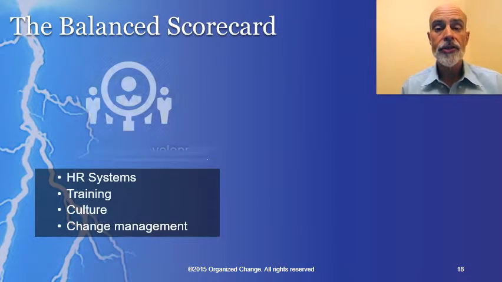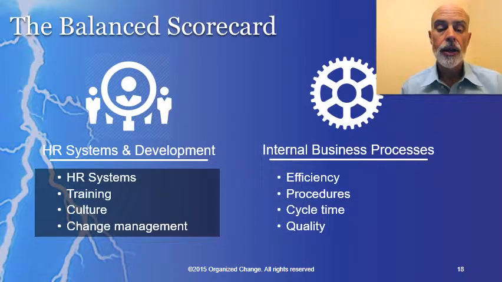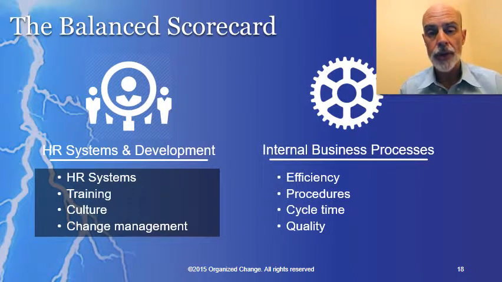In addition to financial and customer measures, there are also HR systems and development methods. They include HR systems, training, culture, and change management. That is how you actually deal with your people and develop your people and put the systems in place around your people to encourage them to be working hard and working well.